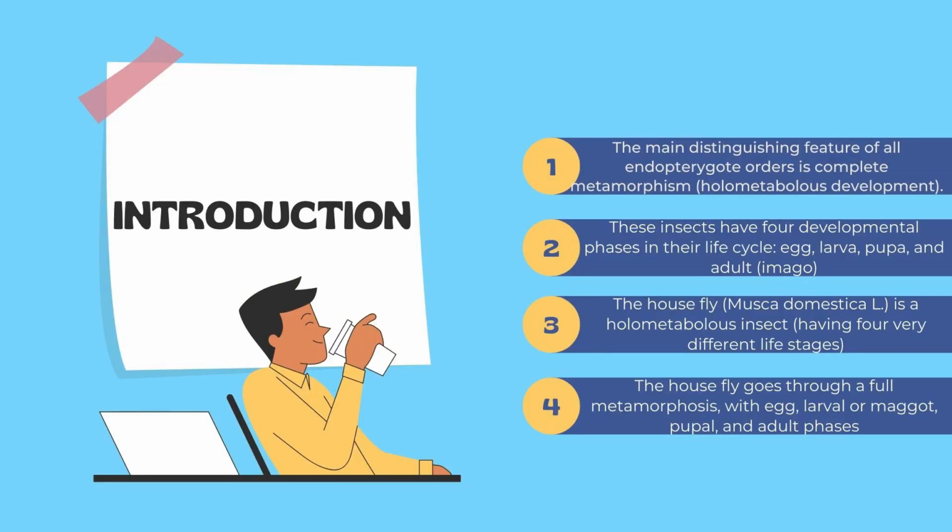And now for the introduction. The main distinguishing feature of all Endopterygote orders is complete metamorphosis, or holometabolous development. These insects have 4 developmental phases in the life cycle, which are egg, larva, pupa, and adult. The housefly, Musca domestica, is a holometabolous insect, which has 4 very different life stages. The housefly goes through a full metamorphosis with egg, larva or maggot, pupa, and adult phases.